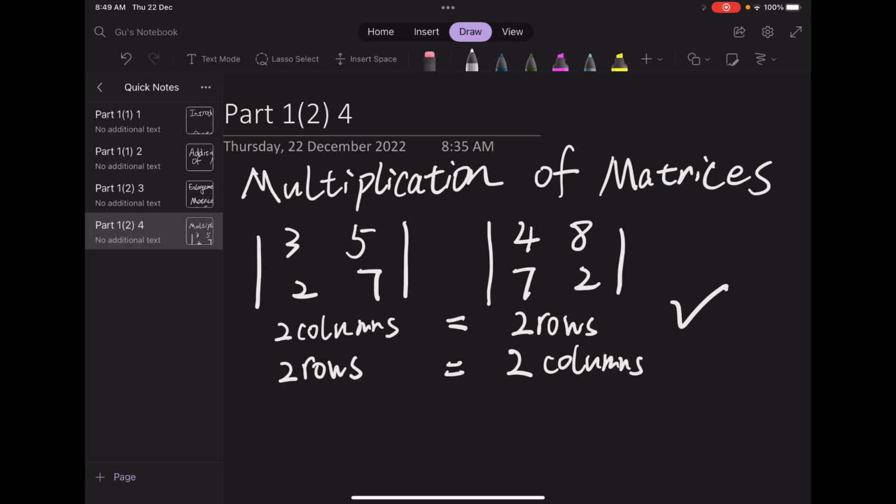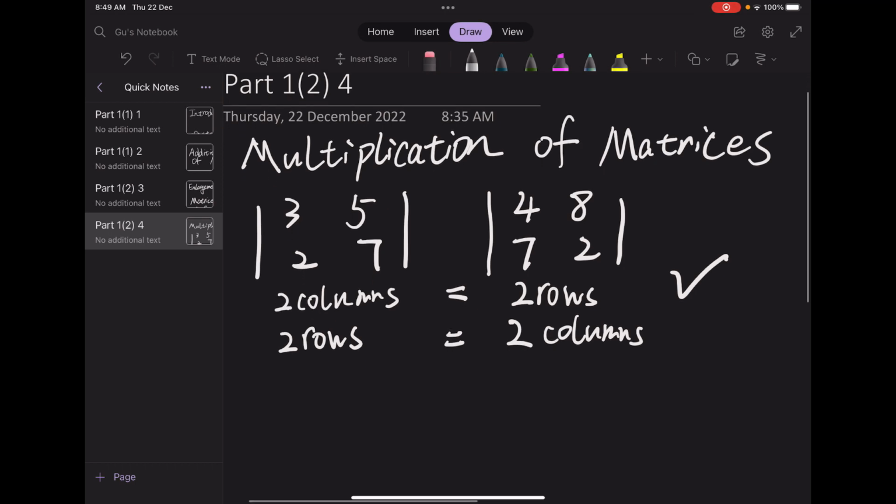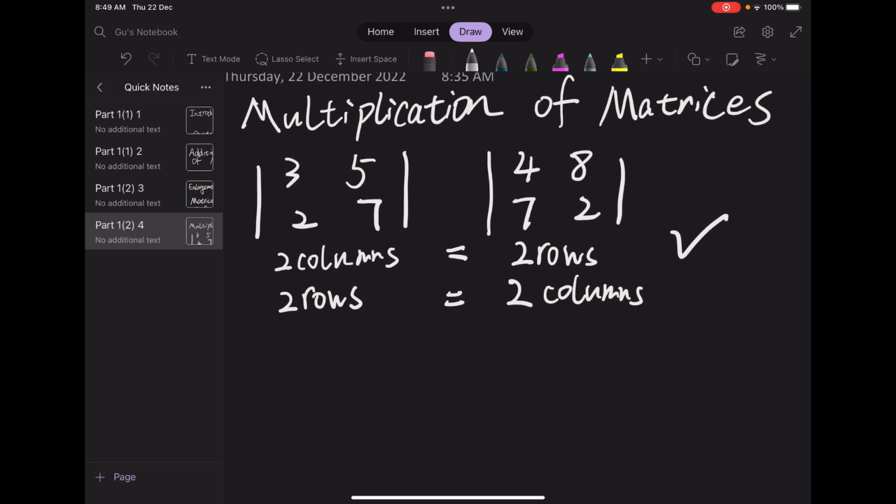But now, how are we going to multiply the two matrices? Let's assume the position of a number in the matrix as A, B, where A is the column and B is the row where the number is placed. So for example, 3 is 1, 1, 5 is 2, 1, 2 is 1, 2, and 7 is 2, 2.